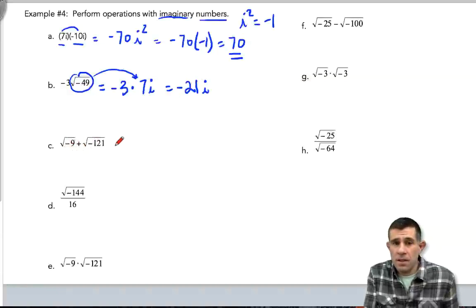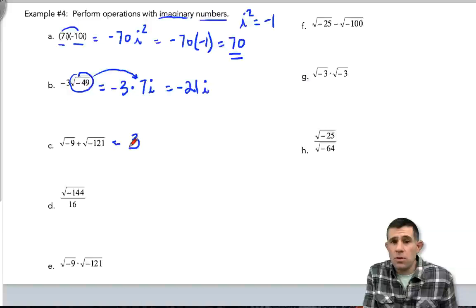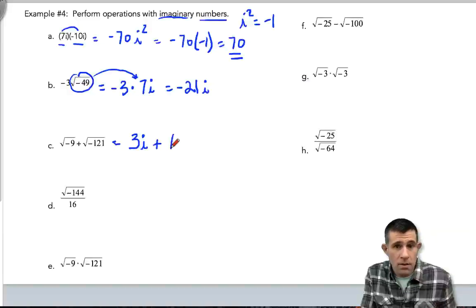All right, our next example, we're going to add the square root of negative 9, which we know the square root of 9 is positive 3, so the square root of negative 9 is 3i. I'm going to add to that the square root of negative 121. Well, 121 square rooted is 11. So this is 11i, and when we add those two together, we get 14i.